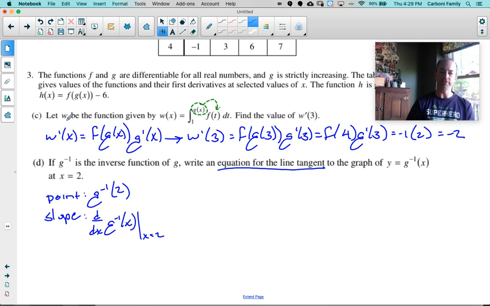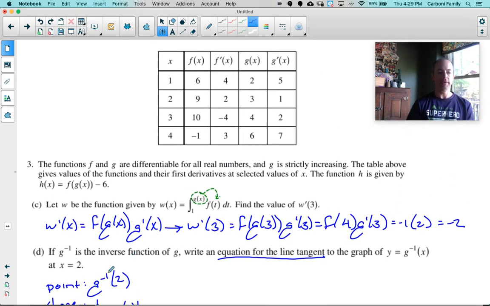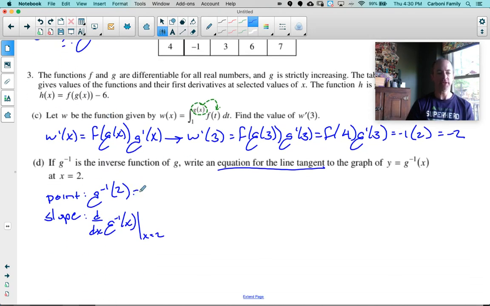Now, g inverse of 2 is not too hard to do, but it's easy to screw up. g inverse means you read the table backwards. My g function is equal to 2 at x equals 1. And so since g of 1 is equal to 2, that means that g inverse of 2 is equal to 1. So I'll go back down here. g inverse of 2 is 1. Therefore, my ordered pair for this equation is going to be (2, 1).